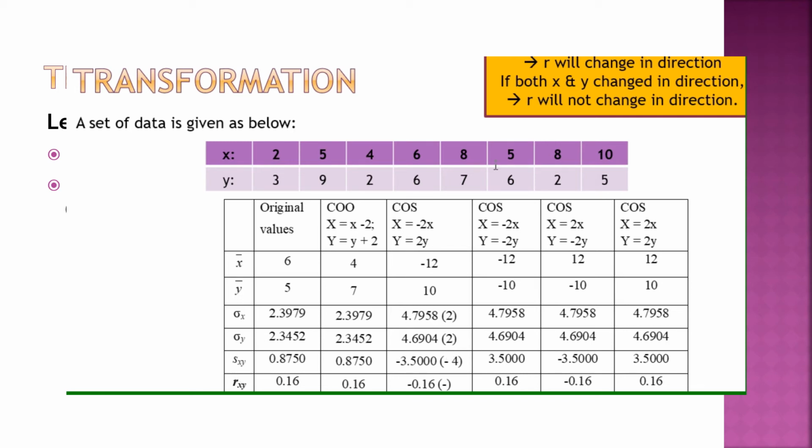What did I tell you? You do to SXY. Whatever you times to X, whatever you times to Y, you times with SXY. Can you see that? Times 2 times negative 2, you times with negative 4. Basically, you get negative 3.5. What about RXY? You are multiplying 1 with negative, 1 with positive. So your RXY originally 0.16 will become negative 0.16. Can you see that? Like here, you times with negative 2, you times with negative 2. That's why the sign don't change.